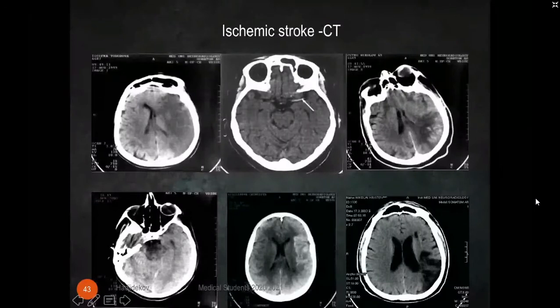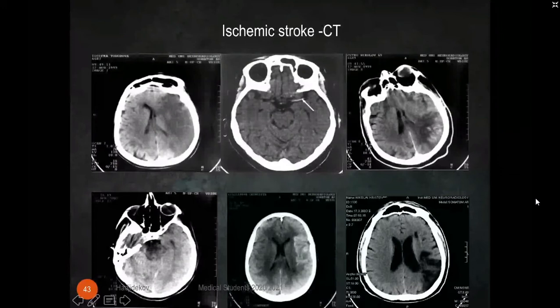A few examples of ischemic stroke on CT. In the first image, the ischemic zone is located in the parietal and temporal lobe on the left side. We see a mass edema. This mass edema is causing compression and even loss of contours of the left lateral ventricle. On the second image, you see the bright MCA sign, so the hyperdensity in the left middle cerebral artery, which is due to thrombosis in this artery.